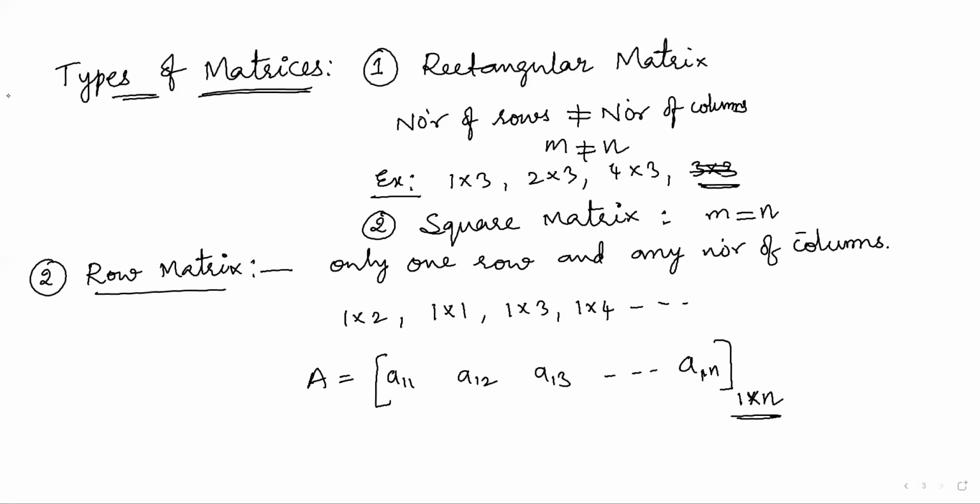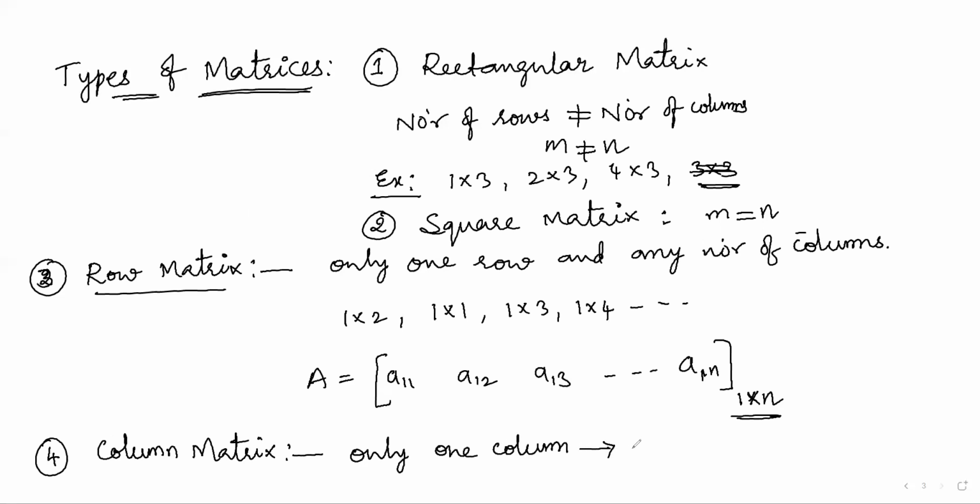The next one is the column matrix. You must have understood now what a column matrix is. A column matrix means only one column. M can be any natural number and n equal to 1. That is what a column matrix is.